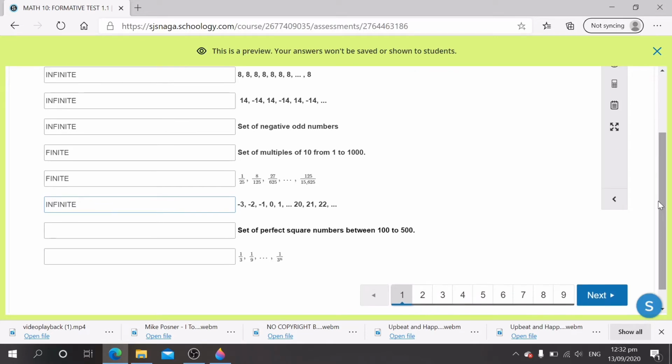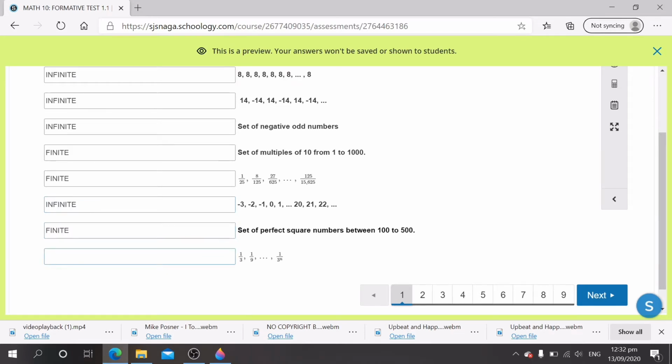Okay? Next, for the set of perfect square numbers between 100 to 500, we can count, diba, the perfect square numbers. If you still remember perfect square numbers, example, kung 100 to 500: 100, 121, 144, 12 squared, 13 squared, 14 squared, so on. We can count them. So that is finite.